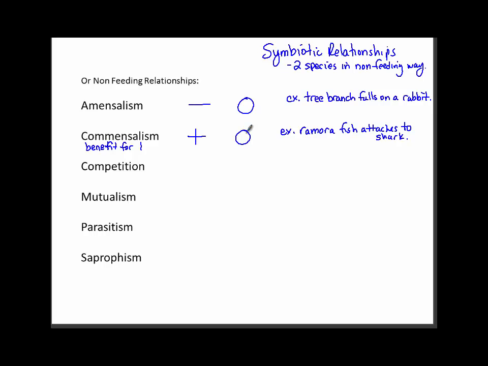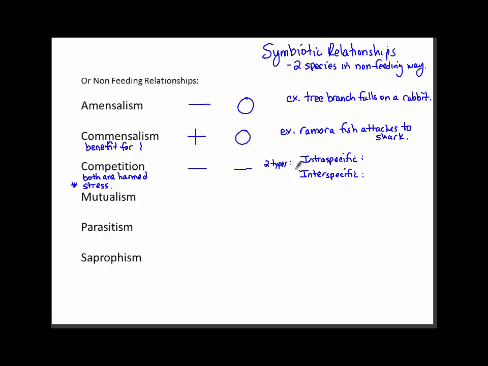Okay, competition. Here's where things kind of get interesting. In competition, one species is harmed and so is the other. Both are harmed. And this one is very difficult for organisms because it puts stress. Environmental stress is an interesting thing. There's two types of competition: intra-specific and inter-specific competition. And these are kind of simple to understand. Just follow me through here.